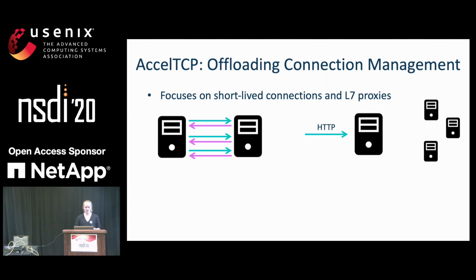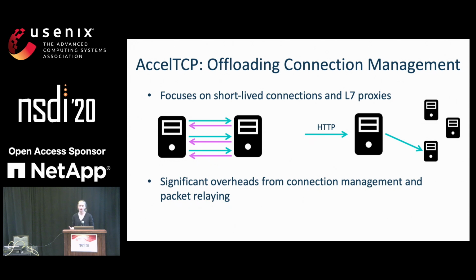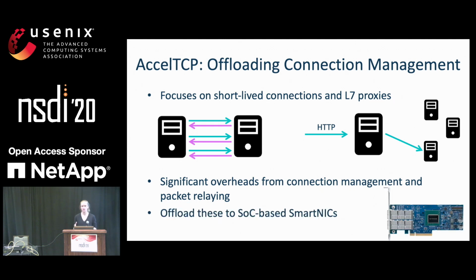So you have an HTTP request that goes to this load balancer. It looks at the request and then makes a decision about where that request should be sent to, and then passes it along to another server in order to actually handle the request. And in both of these settings, we can see that you're creating and destroying a lot of connections and managing a lot of connection state. So what the authors point out here is that you have very significant overheads from managing connections and just relaying packets in these scenarios. So what they do with this paper is that they offload this functionality of specifically managing connections to an SOC-based Smartnic.